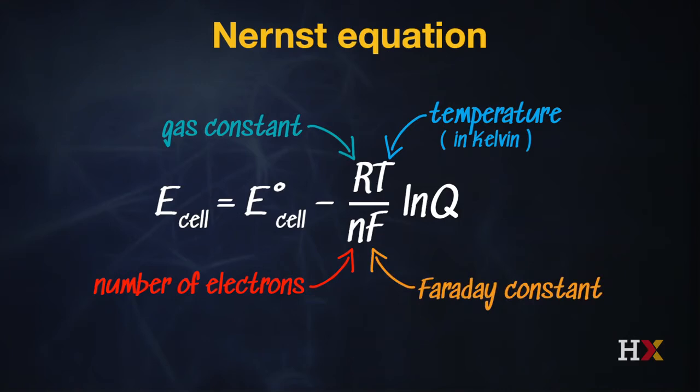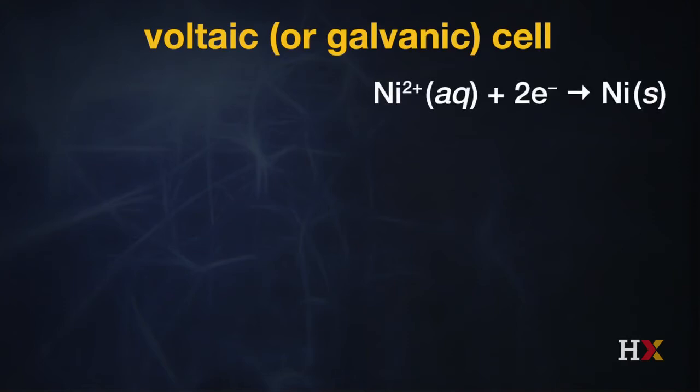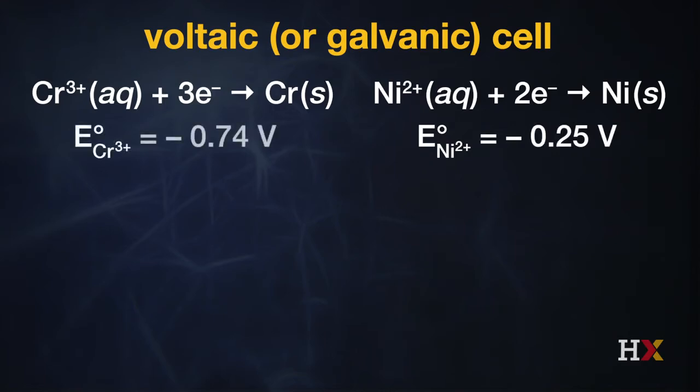So let's suppose we set up a voltaic cell, which is also called a galvanic cell, that engages the two reactions involving the nickel cation, nickel 2 plus, and the chromium cation, chromium 3 plus. We can look up in the table and deduce that the standard reduction potential for the nickel electrode is minus 0.25 volts, and the same quantity for the chromium is minus 0.74 volts.